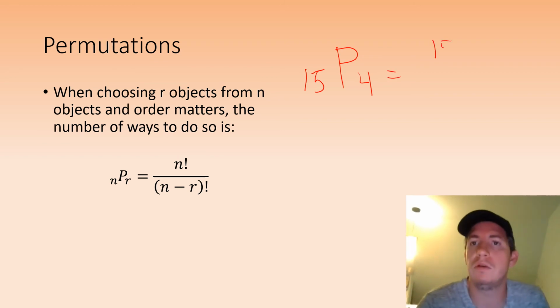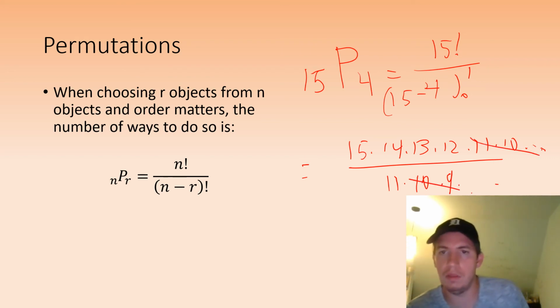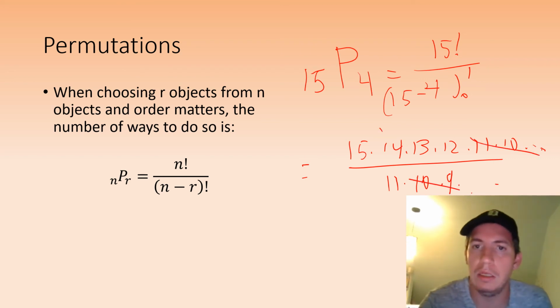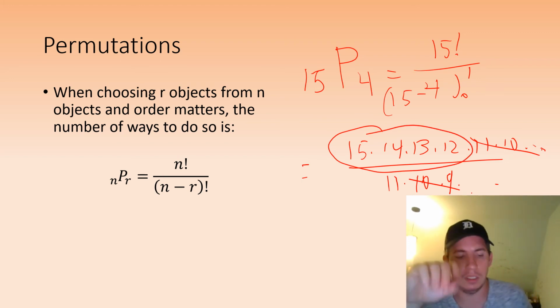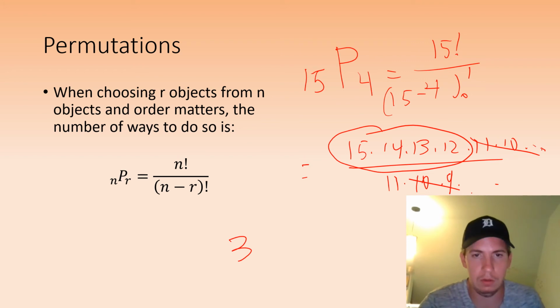It is 15 factorial over 15 minus 4 factorial, which is equal to 15 times 14 times 13 times 12 times 11 times 10, and so on and so forth, over 11 times 10 times 9 and so on and so forth. Now the 11s on down are gotten rid of, and you're left with 15 times 14 times 13 times 12, which is kind of what we might expect. And again, you would want to write this out. There are 32,760 ways that I could do this.